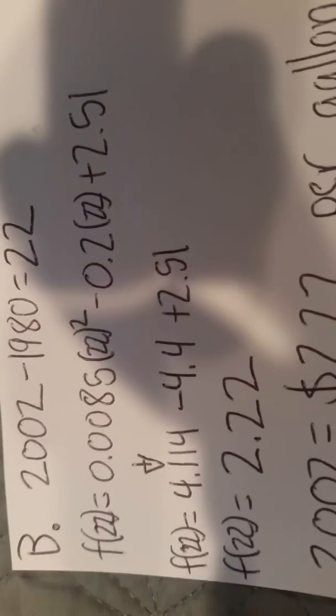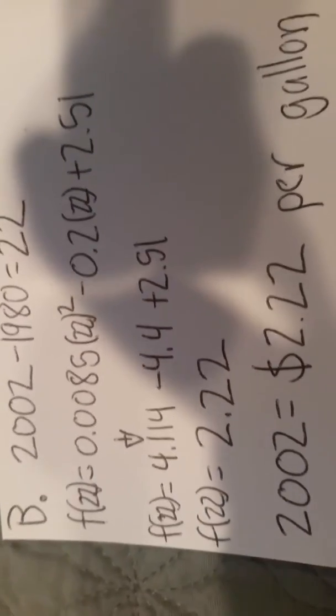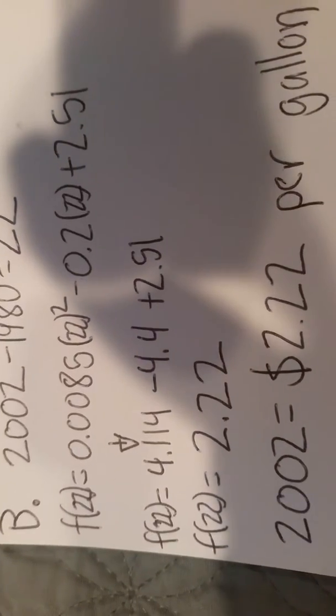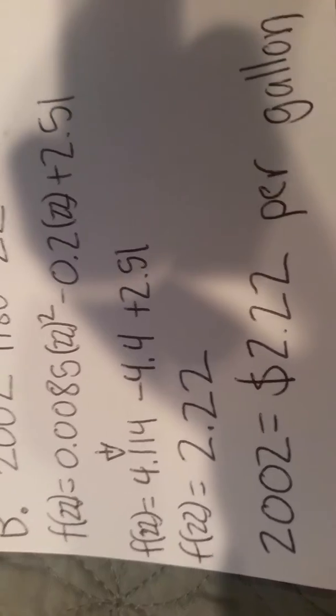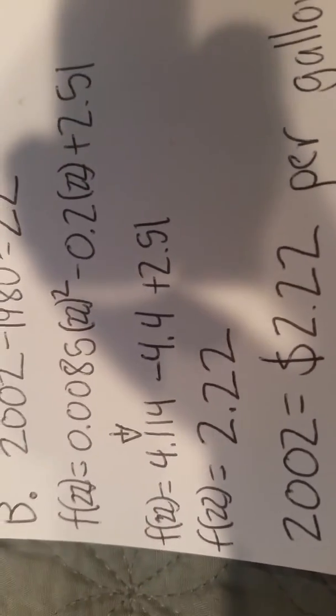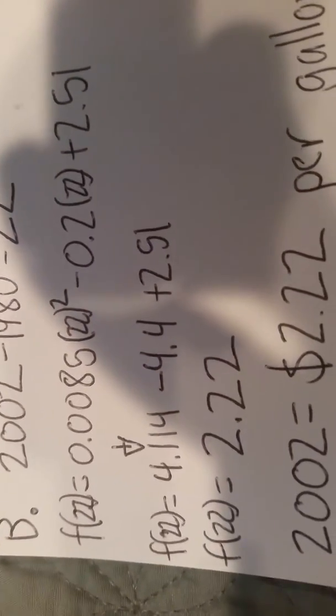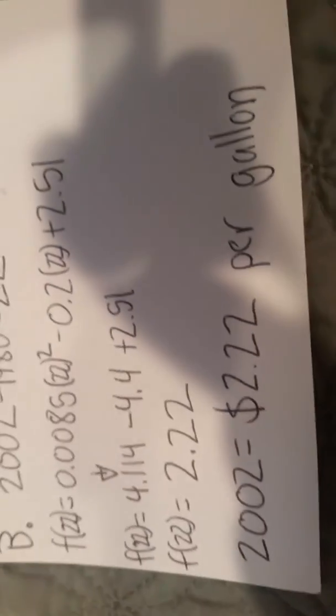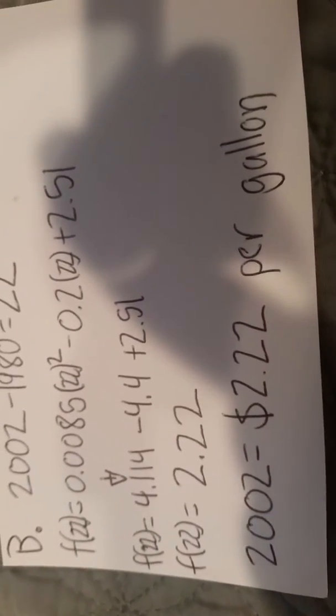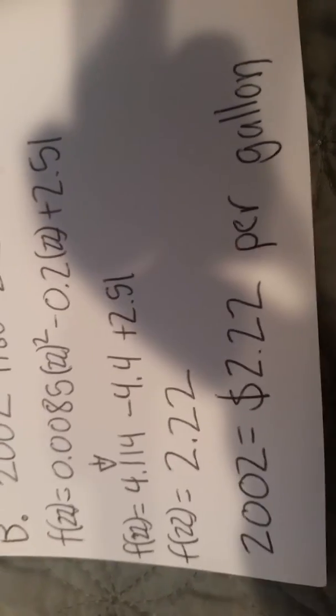Once you plug in 22 for T, it would be 0.0085 times 22 squared minus 0.2 times 22 plus 2.51. Once you multiply everything through, you get 4.114 minus 4.4 plus 2.51, which equals 2.22. So the price of gasoline in 2002 was $2.22, and that's how to solve B.